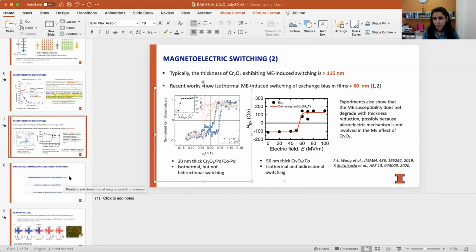But there are some other works that are looking into dimensionality related effects and things like that. But that was outside the scope of our investigation, where we wanted to focus on specific experimental samples where the model could be calibrated.